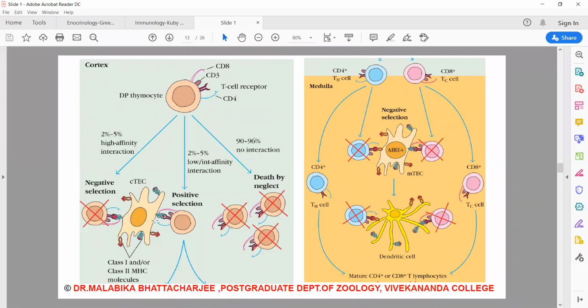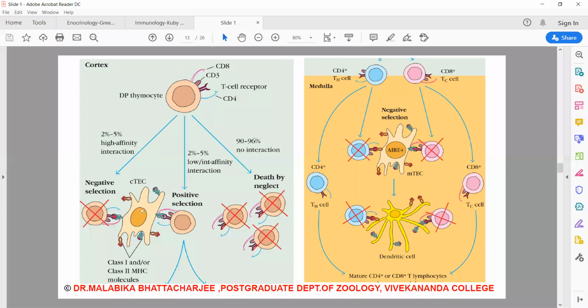Since these cells can express both MHC class 1 and MHC class 2 receptors, they can interact with both a CD4 expressing cell and a CD8 expressing cell. Mind it, when a developing lymphocyte interacts with the MHC class 1 receptor, it does so by the CD8 molecule. When a developing thymocyte interacts with a class 2 molecule, it interacts via the CD4 receptor.